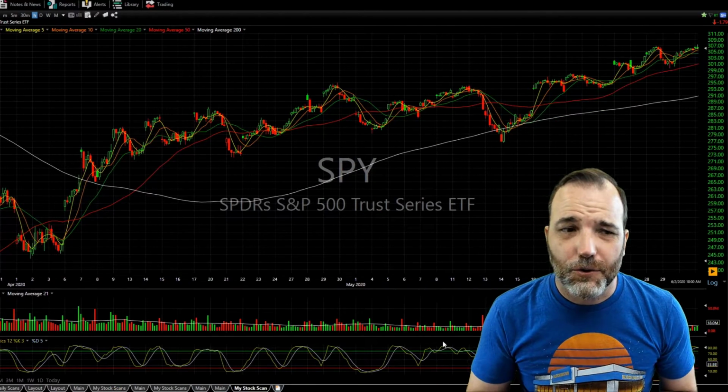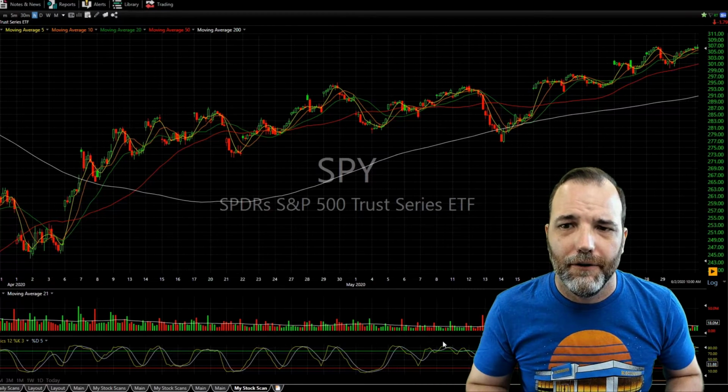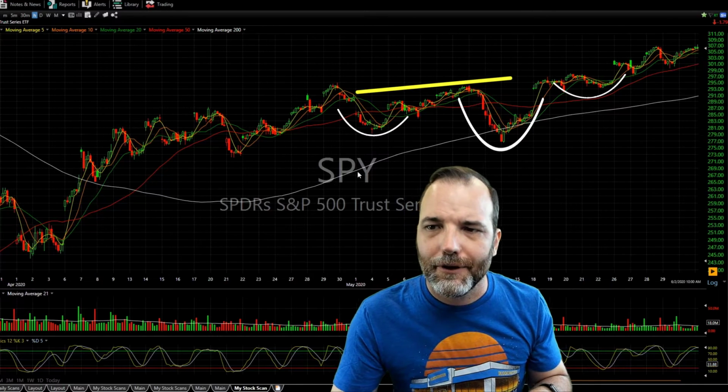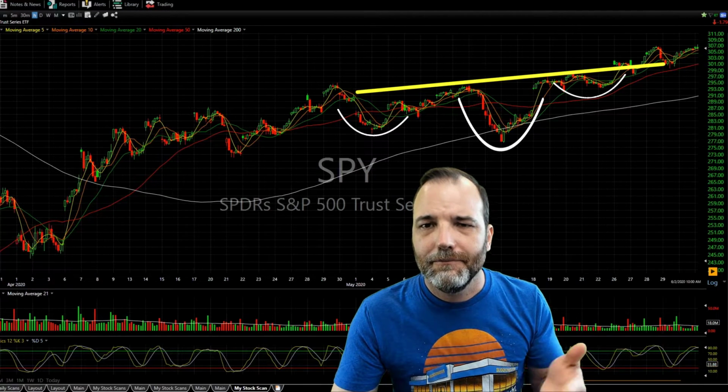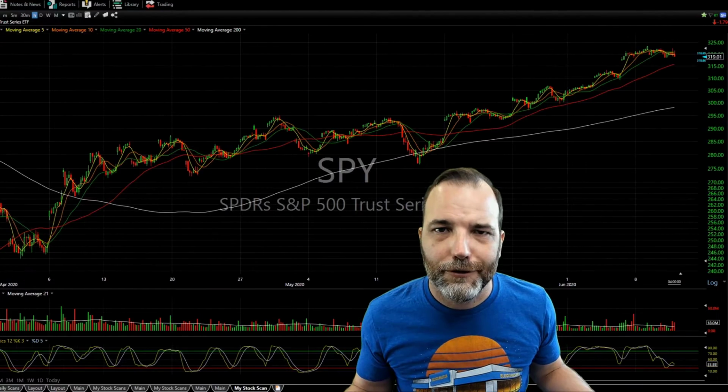Here's the inverse head and shoulders pattern that happened actually off the lows of an existing trend line. This is the 1 hour chart of the SPY. Left shoulder, head, right shoulder, neckline going across. What happens thereafter? It breaks out to the upside and puts together a very, very nice return for the ETF.